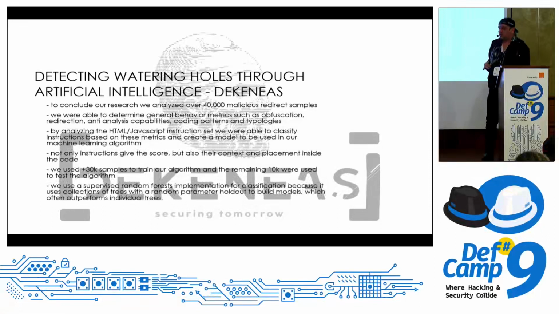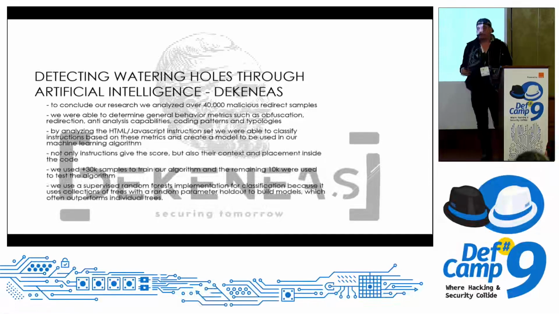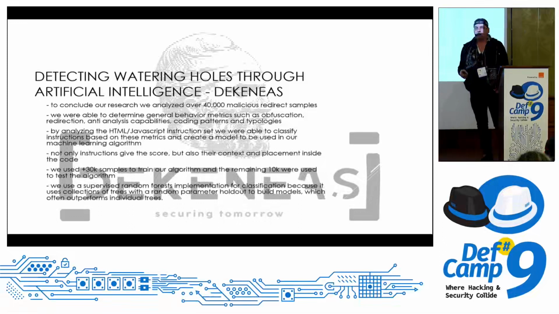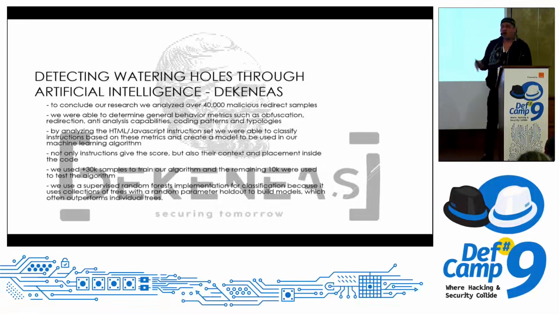Not only instructions give the score, but also their context and placement inside the code, how they interact with other instructions. For instance, if we have a transformation instruction inside a loop, a for or a while, we give it a much higher score than if we had the same transformation operation outside the loop.